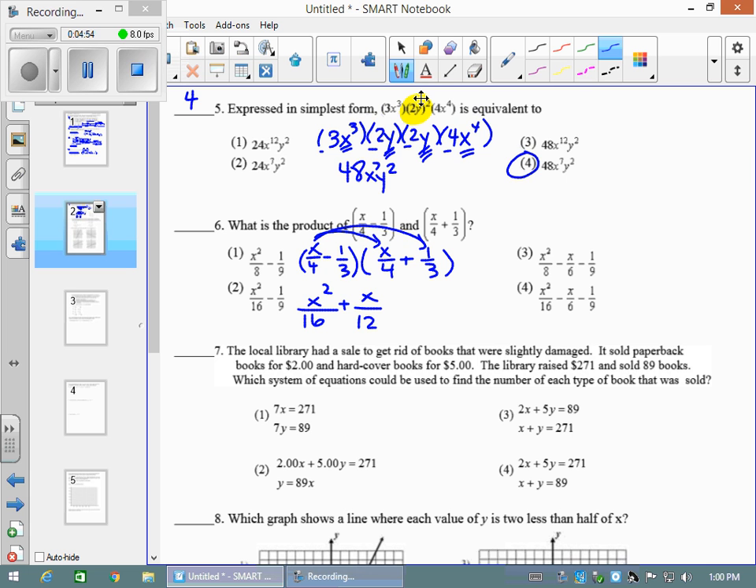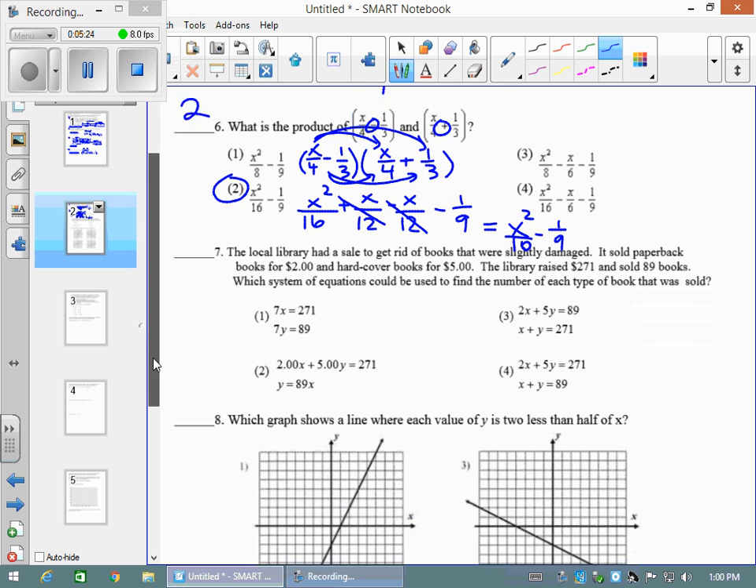Distribute the negative 1/3 now. It's going to give me negative 1 times x is negative x, 3 times 4 is 12. Negative 1/3 times positive 1/3 is negative 1 over 9. Now, this was one of those special cases because I had two binomials that had the same terms but different signs. So that means that my middle terms are going to cancel, and my answer is going to be the binomial x squared over 16 minus 1 over 9, choice 2.